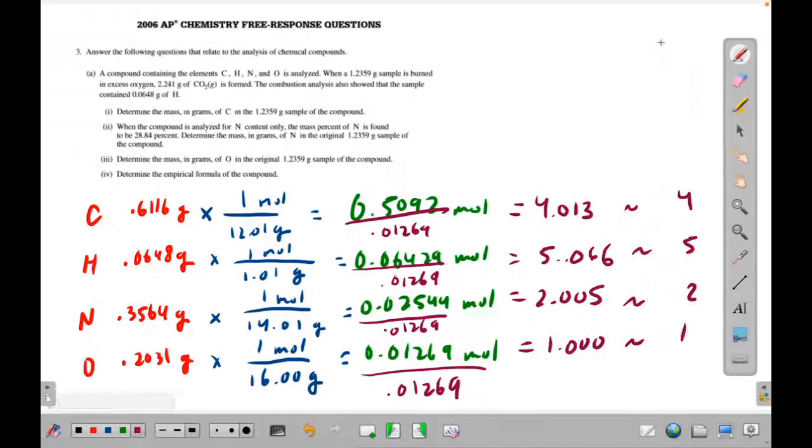So when we put all that together, what are we going to get? C4H5N2O. And that would be our final answer.